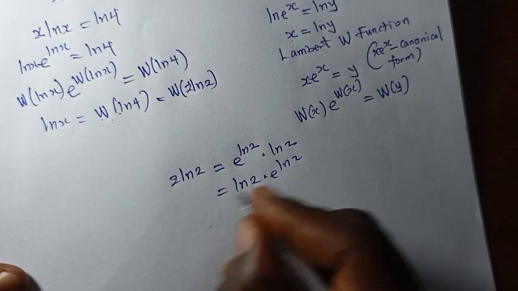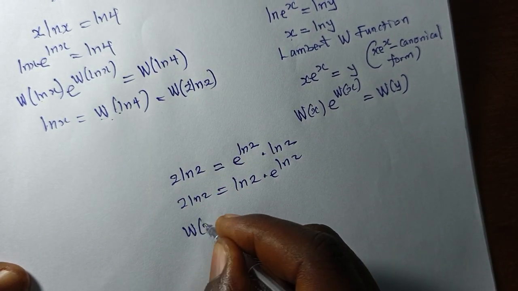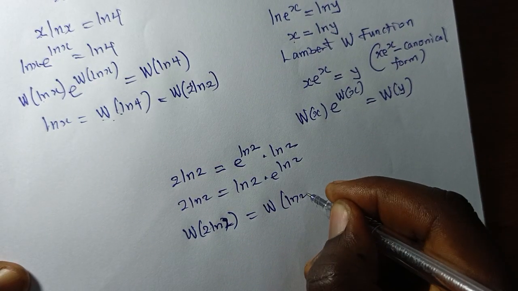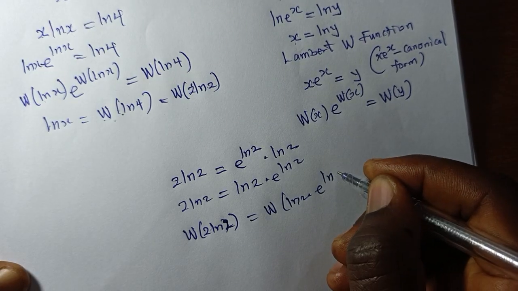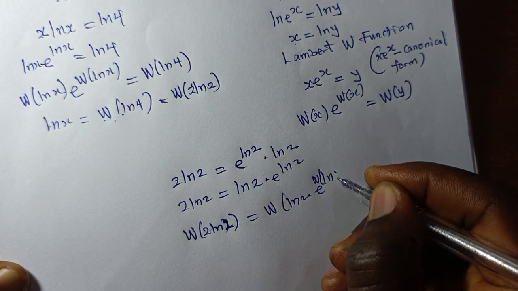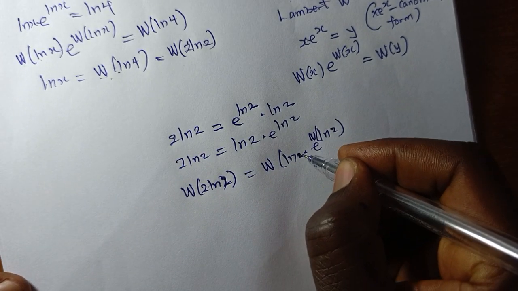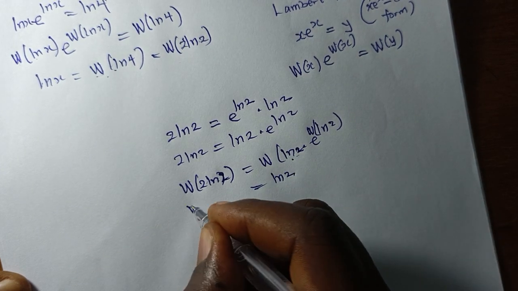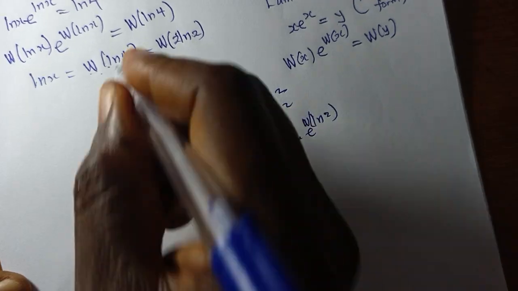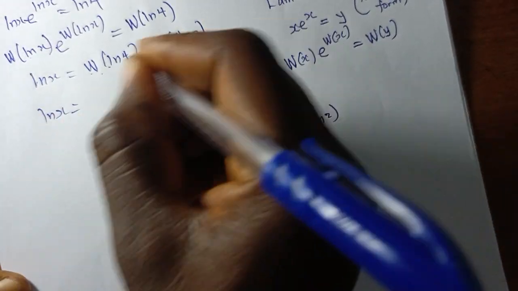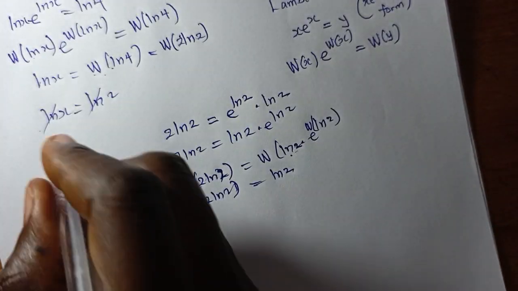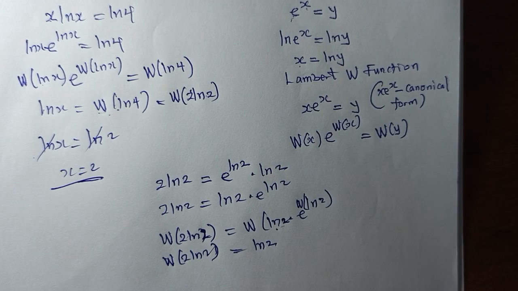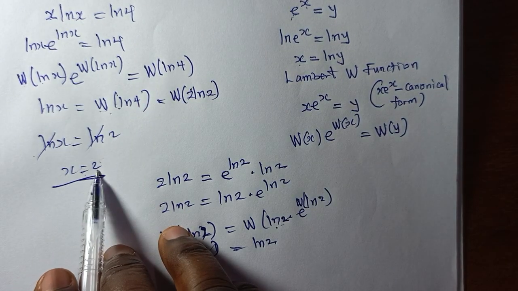Now when you take the Lambert W function on both sides of the equation, we have the Lambert W function of 2 ln 2 equals the Lambert W function of ln 2 multiplied by e raised to power ln 2, which is in canonical form. Therefore, the result obtained here will be ln 2. So the Lambert W function of 2 ln 2 equals ln 2, which implies ln x equals ln 2. So natural logarithm will cancel out on both sides, and x equals 2. Now the answer is x equals 2.